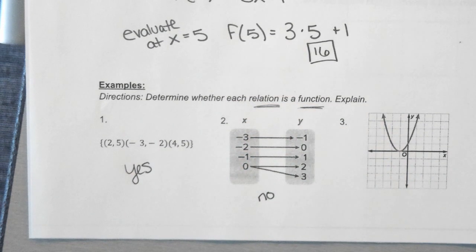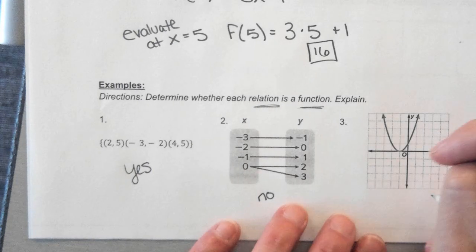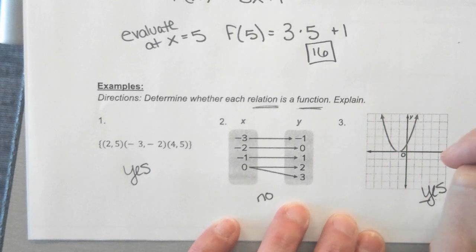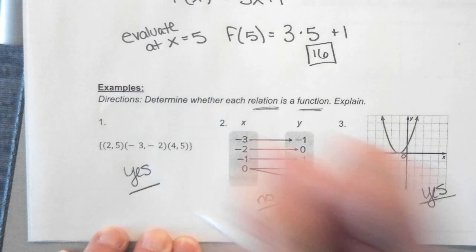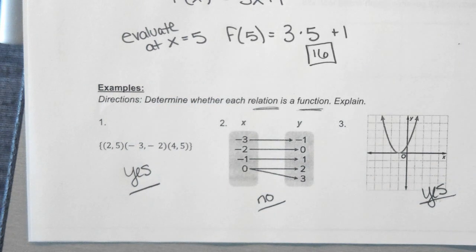Number 3. Again, see how we do a little bit different tests with each one? It's not super different, but just a little. If I run vertical lines through number 3, does it pass the vertical line test? Sure does. So this one's a yes, a no, and a yes. Okay, flip, we've got a couple more problems we're going to do.